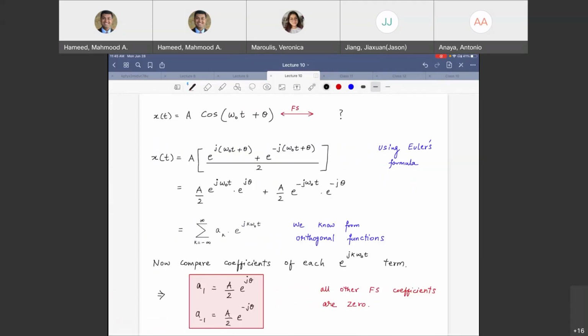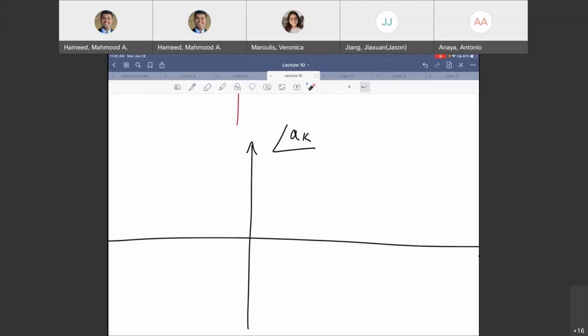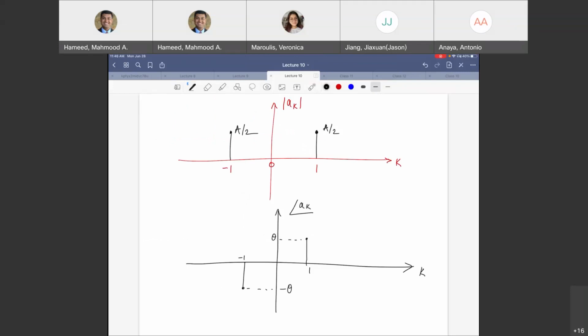What is the phase going to be? So, theta and negative theta, right? Theta for this one, negative theta for this one. At 1, theta. At negative 1, negative theta. Is that okay? Is cosine an even signal or an odd signal? Even.